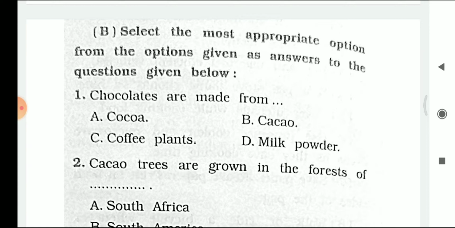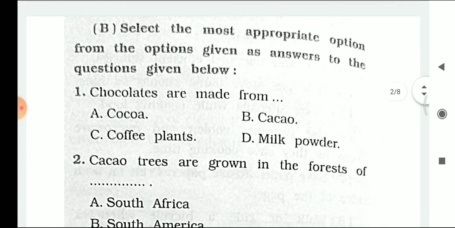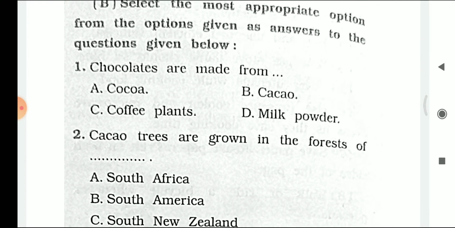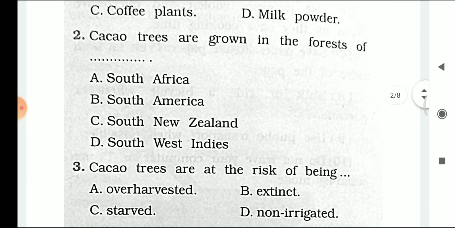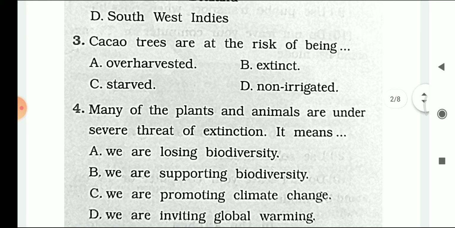Select the most appropriate options from the options given as the answers to the questions below. The first one is, chocolates are made from. The options are cocoa, cacao, coffee plants and milk powder. So the answer is option B. Cacao trees are grown in the forest of. The answer to this question is South America. Cacao trees are at the risk of being dash. So here the answer will be extinct.